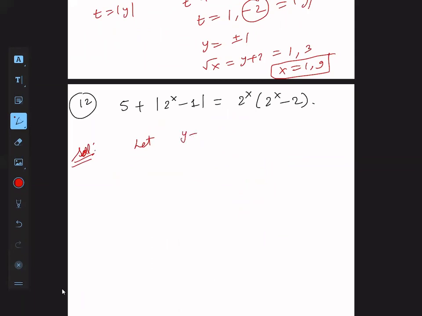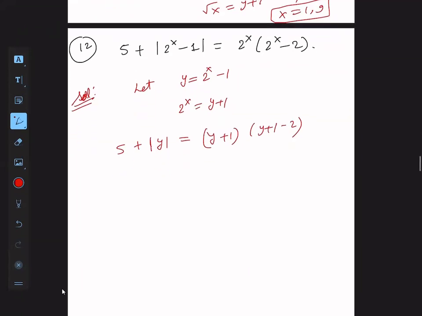So let y is equal to 2 to the power x minus 1. Then 2 to the power x is equal to y plus 1. Put these values in the given equation. So this is 5 plus mod y is equal to y square minus 1. This is equal to y minus 1. So y plus 1 into y minus 1 is equal to y square minus 1.